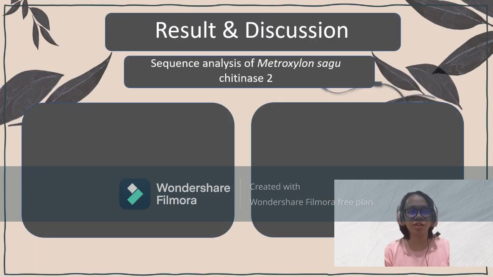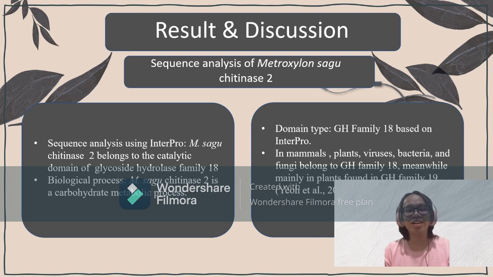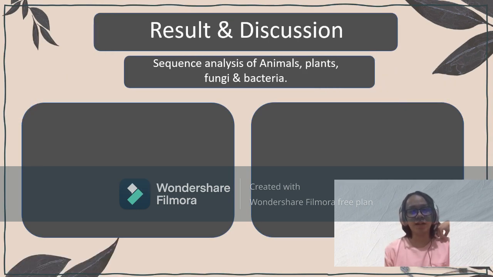Result and discussion. Based on the sequence analysis of M.sagu chitinase 2 using InterPro, M.sagu belongs to the catalytic domain of glycoside hydrolase family 18. The biological process of M.sagu chitinase 2 is carbohydrate metabolic process. The domain type of M.sagu chitinase 2 is GH family 18 or glycoside hydrolase family 18. Chitinase 2 is found in mammals, plants, viruses, bacteria, and fungi which belong to GH family 18. Meanwhile, plants are also found in GH family 19.